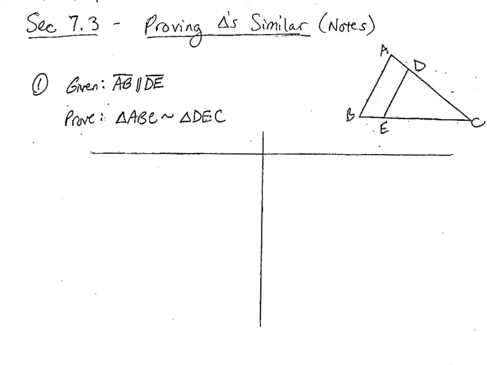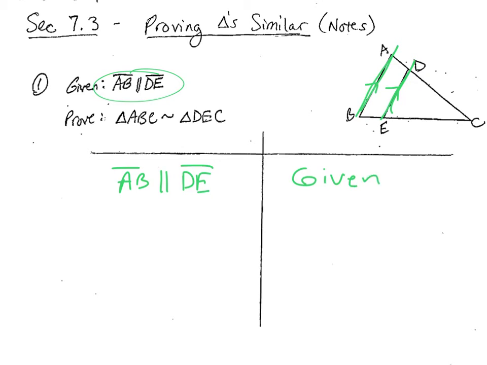Given information in this problem is that I have parallel lines, so wouldn't it be a bad idea to go ahead and highlight those lines in some way? Note to yourself that those are parallel, and let's go ahead and jot that down. Given information, AB is parallel to DE. Given.